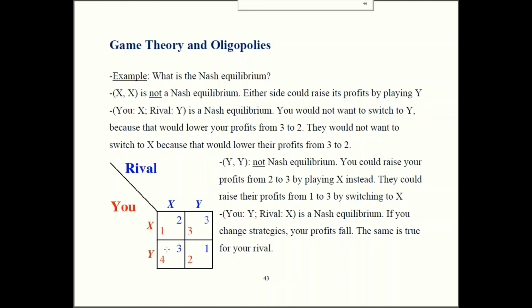If you're playing Y and they switch from playing X to playing Y as well, we go from here to there, profits for them fall from 3, their profits are in blue, remember, to 1. So they don't want to change either because that would lower their profits. So if you're playing Y and they're playing X, then neither side can change their strategy and boost profits. So no incentive to deviate. This is stable. This is a Nash equilibrium.